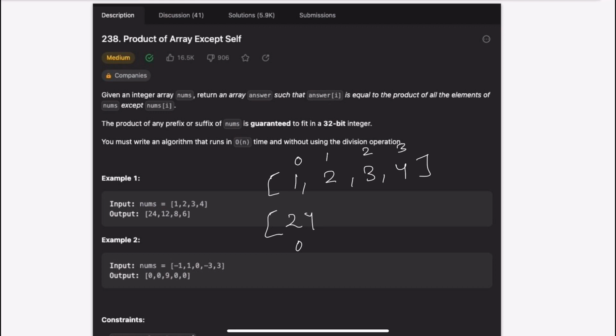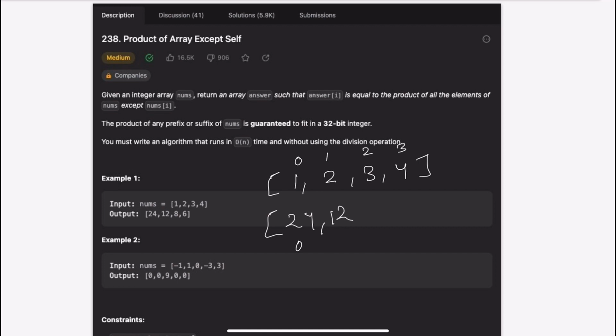Similarly, if I want the output at this position, I have to ignore this element. That is, if I want to find the output on index 1, then ignore the element on index 1 and multiply all the elements which are left. Which are left is 1, 3 and 4. So 1 into 3, 3 into 4 is 12. So the answer would be 12.